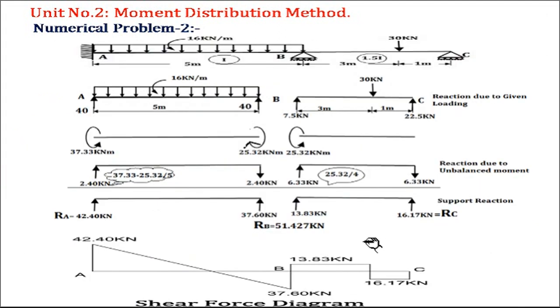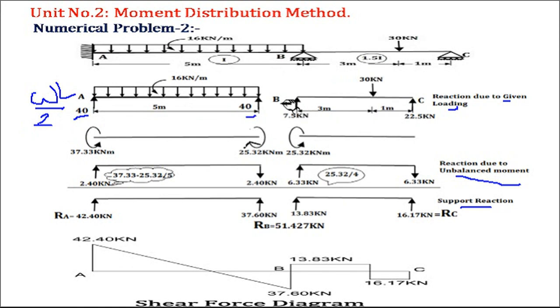Now the next step is to draw the shear force diagram. To draw the shear force diagram, we have to first find the support reactions. There will be a support reaction due to the given loading and a support reaction due to the unbalanced moment. Addition of these gives the support reaction. In portion AB, it is loaded by a uniformly distributed load of 16 kilonewton per meter, so the end reaction will be WL upon 2. Here the value of W is 16 and the length of the member is 5. So we get the end reaction as 40, and both are acting upward.